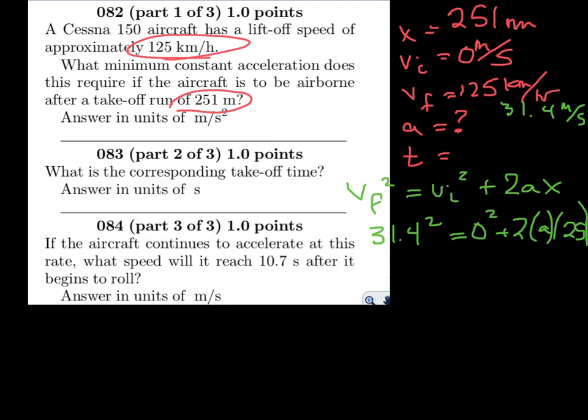Okay, so solving for a, no, I am not doing the algebra for you. So let's solve for a. Pause the video. Go ahead and do the algebra. Solve for a.